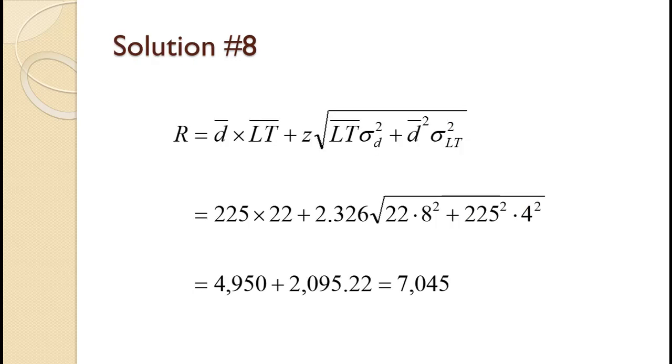Plugging in the average daily demand of 225 and its daily standard deviation of 8, the average lead time of 22 days and its standard deviation of 4, and the resulting z-value of 2.326 yields a reorder point of 7,045.